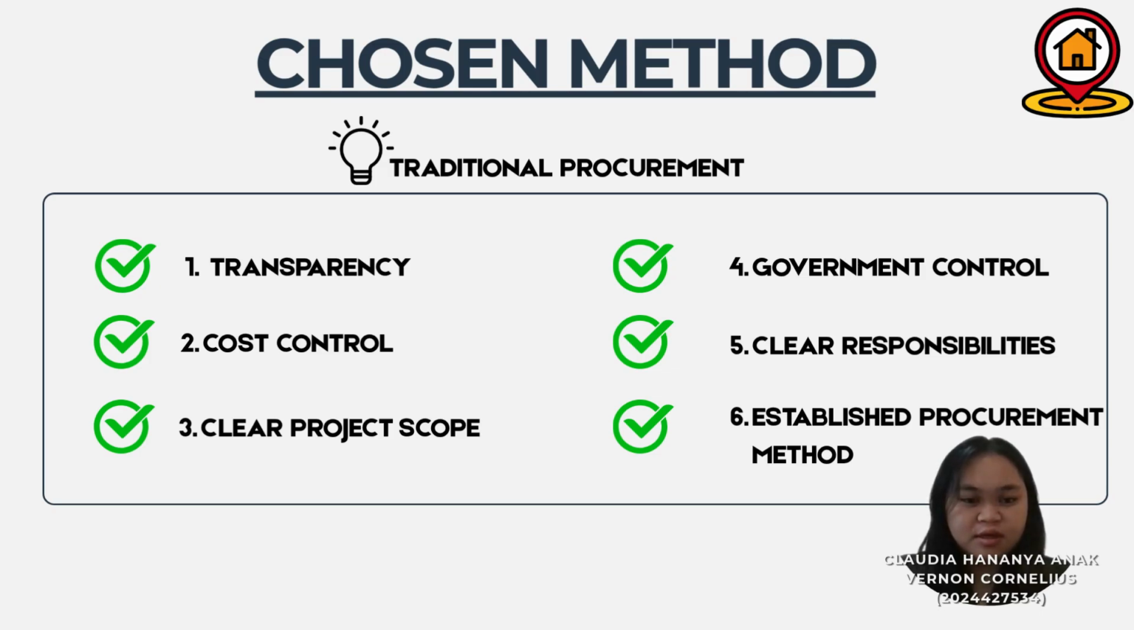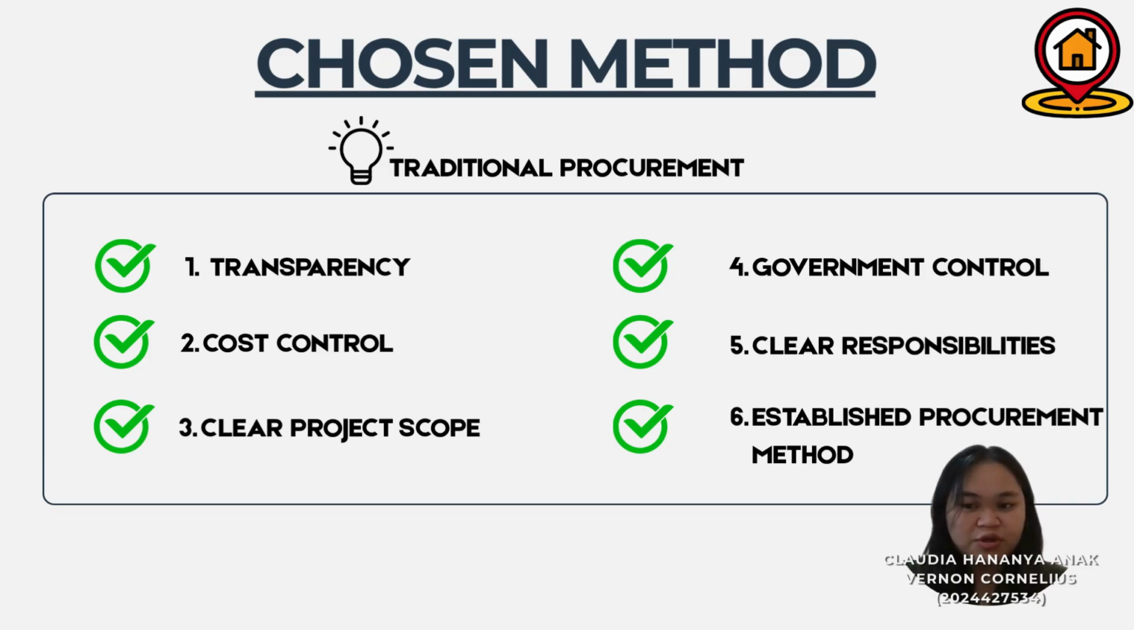The method that our group chose is traditional procurement. The first reason is transparency. The process allows clear visibility into how project decisions and financial allocation are made. The second one is cost control, because the project scope is defined upfront and it is easier to manage and monitor the budget throughout the construction process. The third one is clear project scope. The requirements are established before construction begins, which reduces ambiguity and helps prevent scope creep.